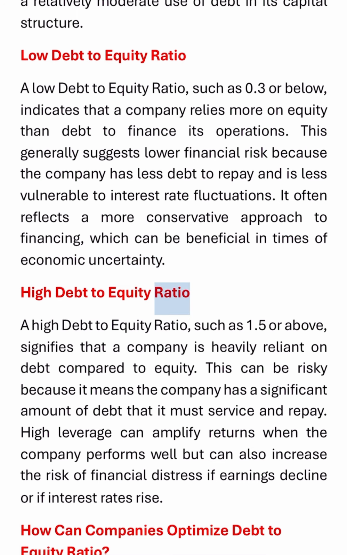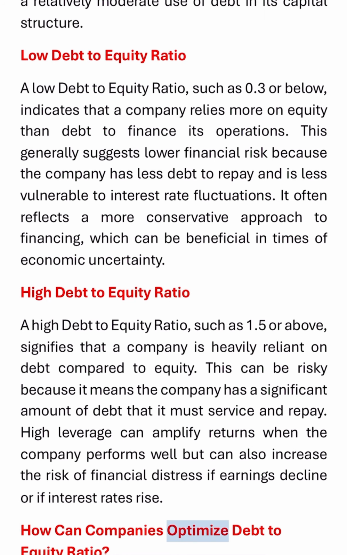High debt-to-equity ratio. A high debt-to-equity ratio, such as 1.5 or above, signifies that a company is heavily reliant on debt compared to equity. This can be risky because it means the company has a significant amount of debt that it must service and repay. High leverage can amplify returns when the company performs well, but can also increase the risk of financial distress if earnings decline or if interest rates rise.